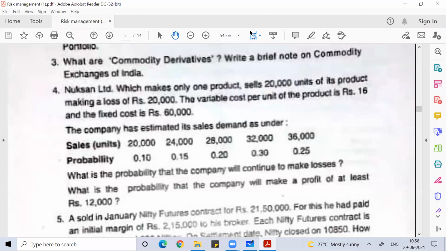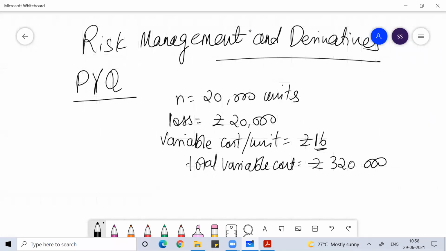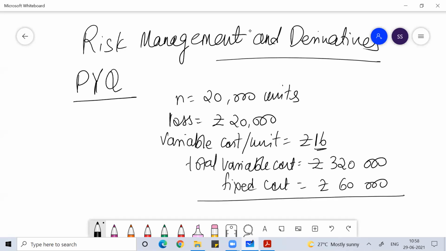Then the fixed cost is given as 60,000 rupees. So with the total variable cost plus the total fixed cost, you can find your total cost. Your total cost would be 3,80,000.